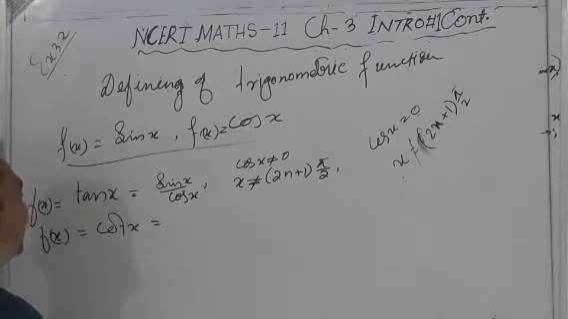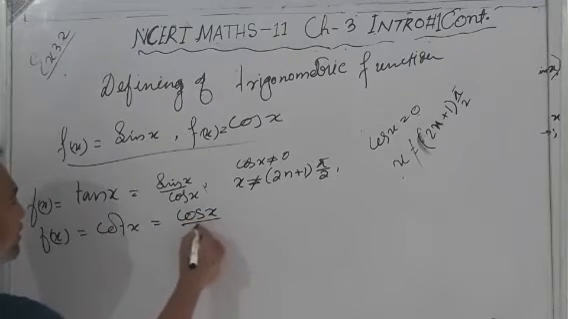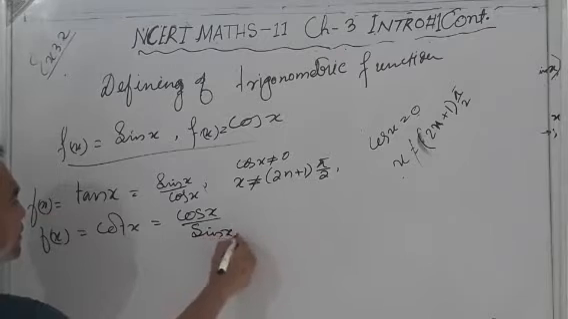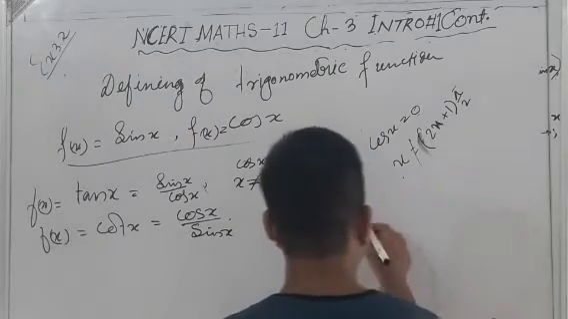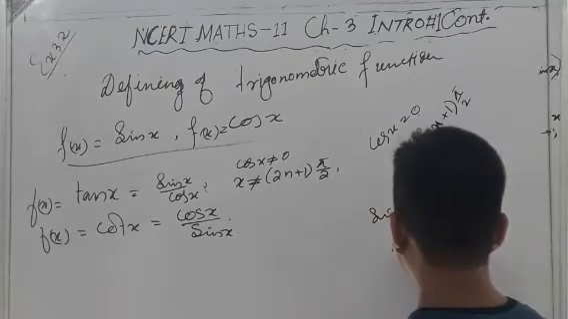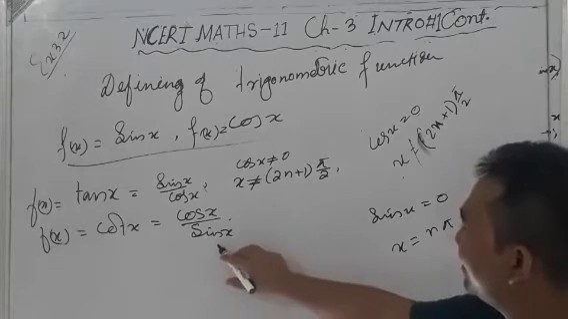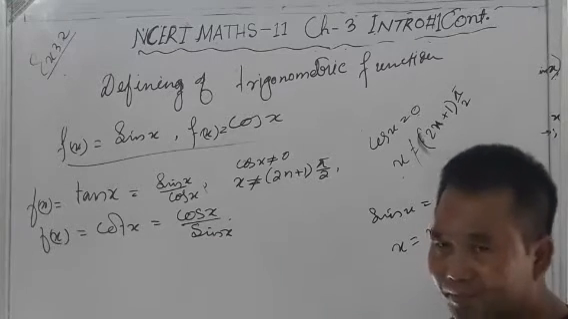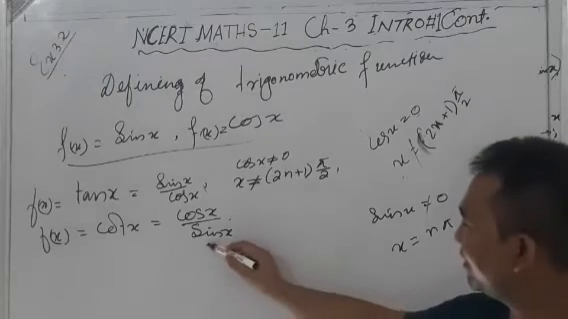As you know, cot x is just the reverse of tan x, correct? Cos x by sin x. So what is the condition? Just now we have studied for sin x equal to 0, the condition was x equal to n pi. To make cot x defined, we cannot consider sin x equal to 0.